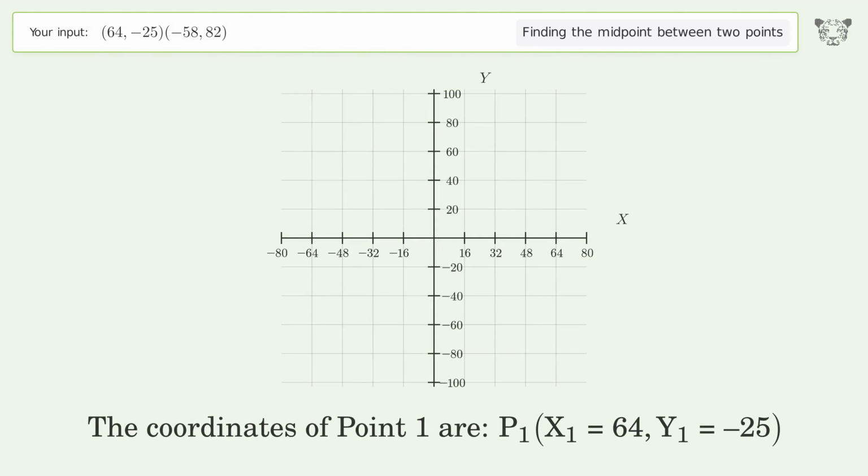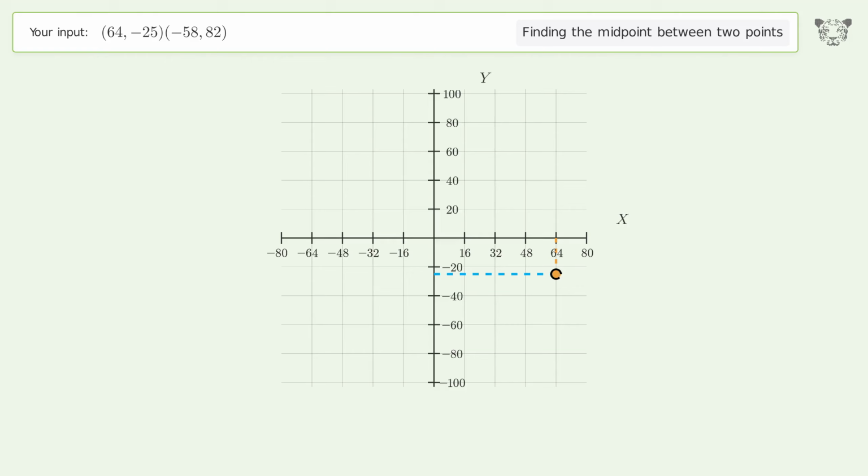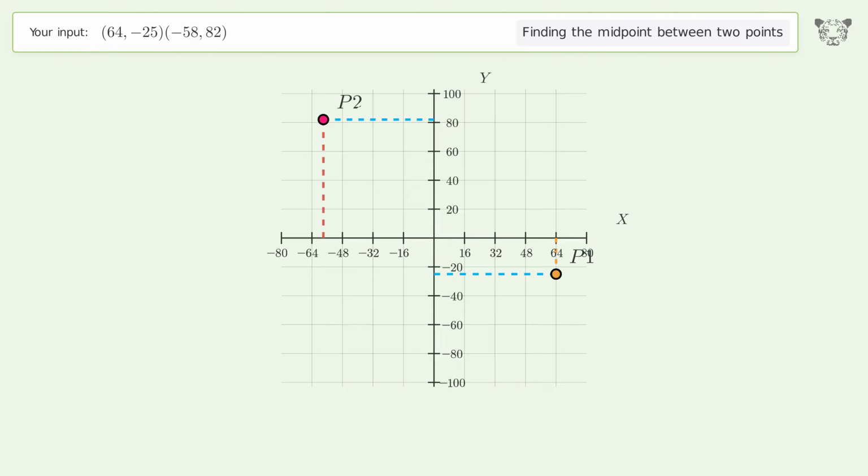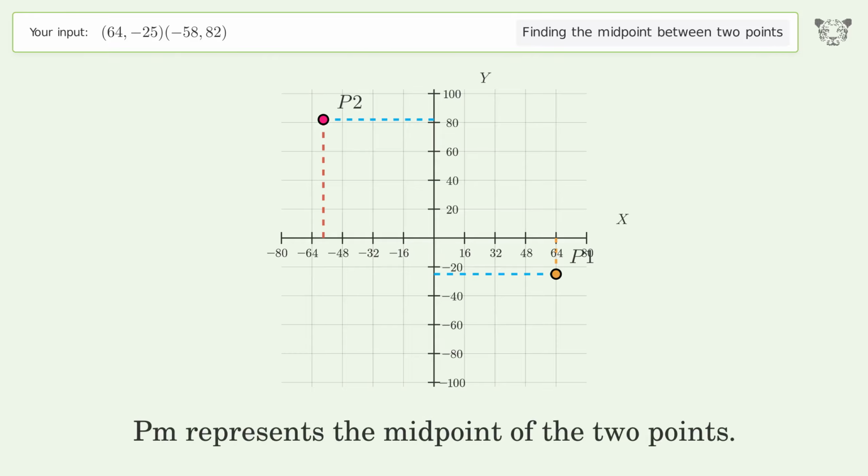The coordinates of point 1 are x1 equals 64, y1 equals -25. The coordinates of point 2 are x2 equals -58, y2 equals 82. PM represents the midpoint of the 2 points.